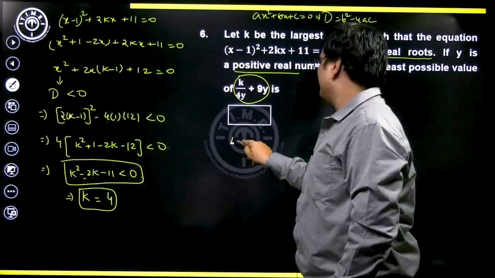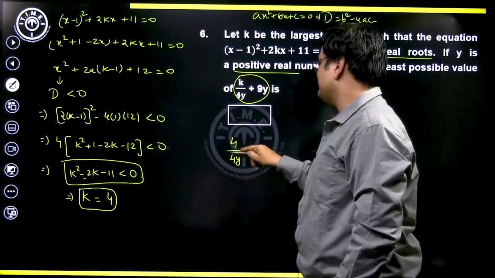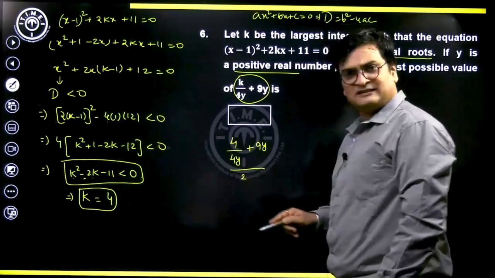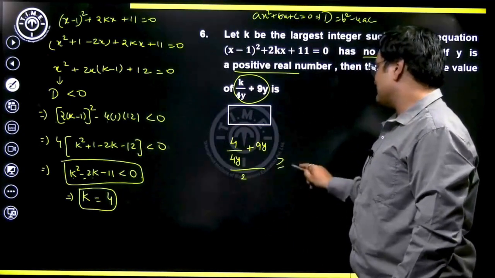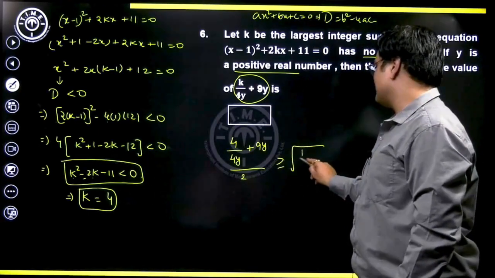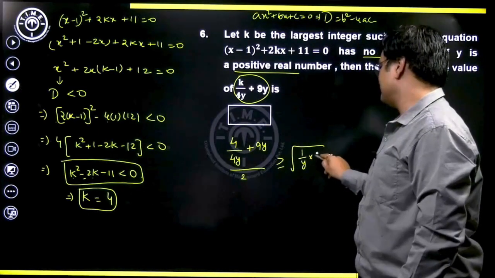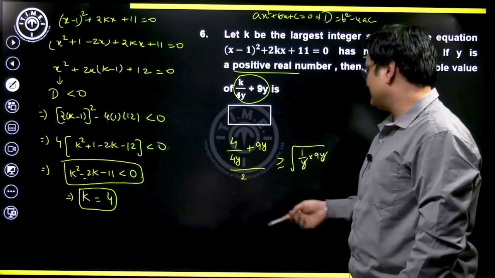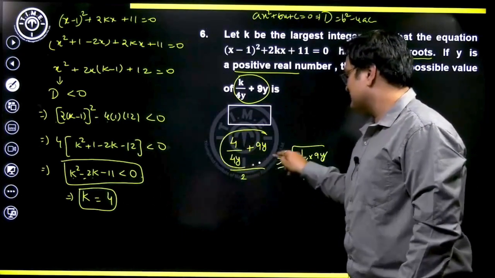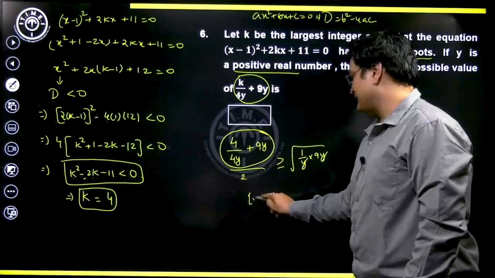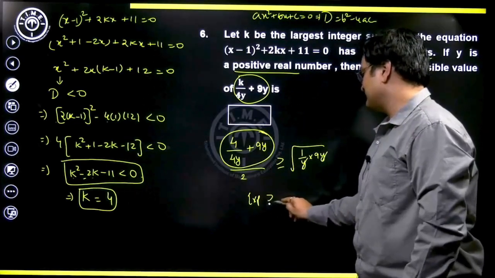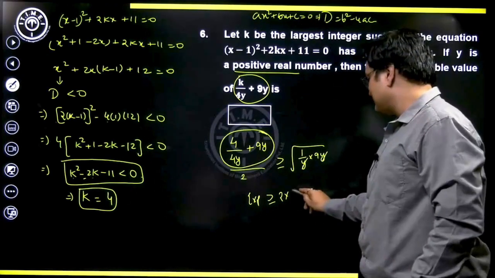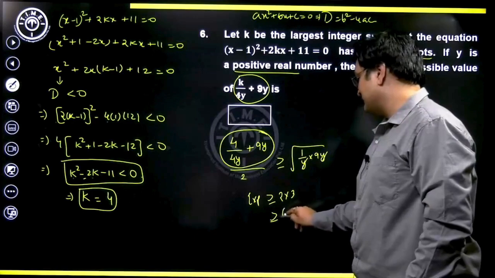So (4/(4y) + 9y)/2, the arithmetic mean, should be greater than or equal to the square root of (4/(4y)) × 9y, which is (1/y) × 9y. Y will also cancel out. Y, which was unknown, is cancelling out eventually. Hence, if I take 2 on the other side, the expression will be greater than or equal to 2 into what is left inside on the right-hand side: square root of 9, which is 3. So the expression will be greater than or equal to 6.